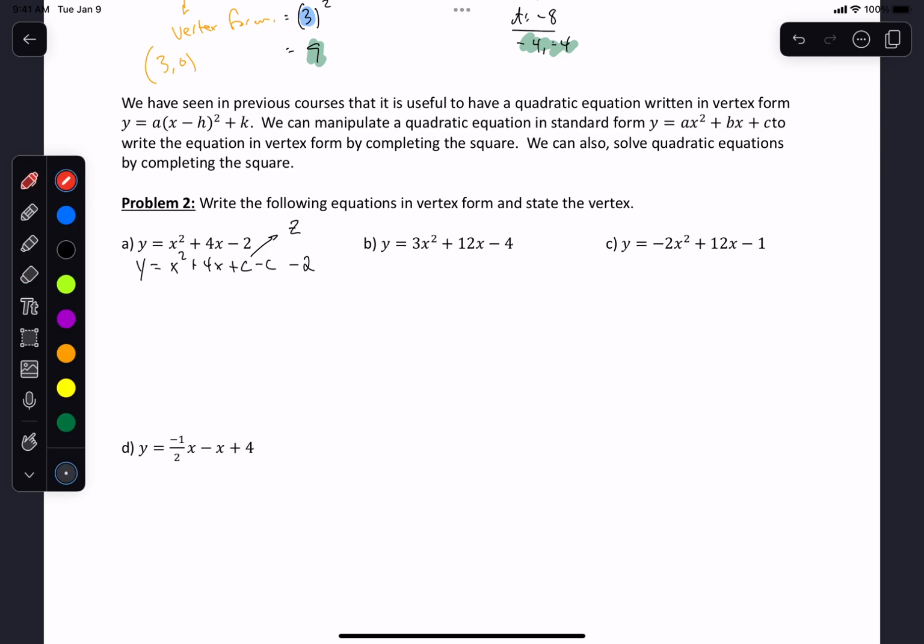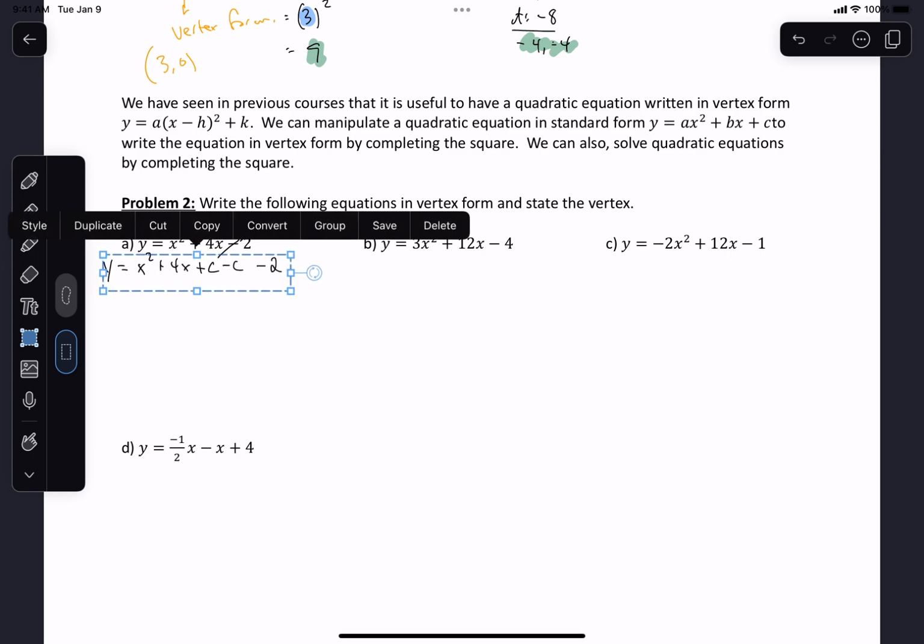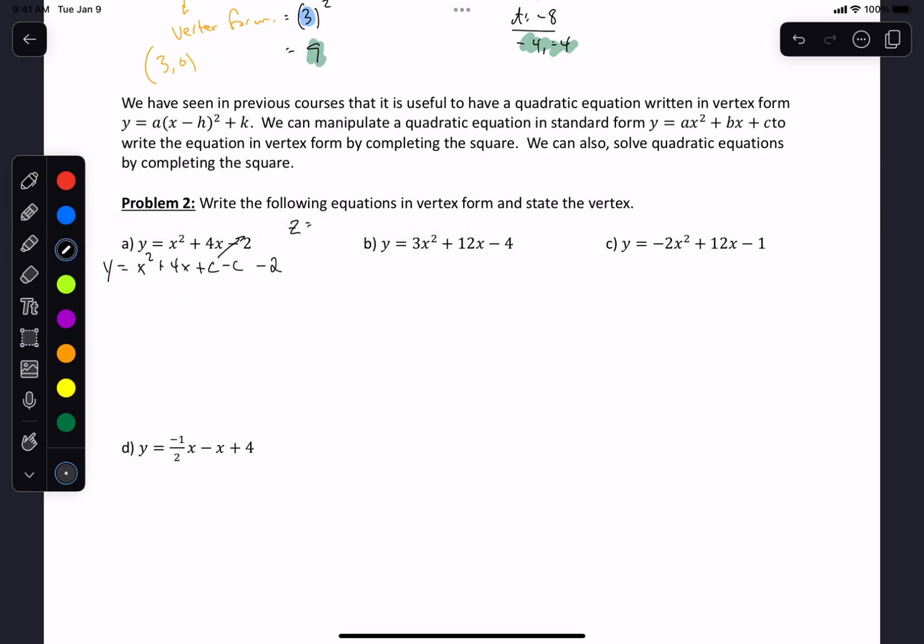Okay, so what we're going to do here, let's find the z value. The z value is going to be the b value divided by 2 squared. So z is going to be 4 divided by 2 squared, which is 2 squared, which is 4. So we're going to go y is equal to x squared plus 4x plus 4 minus 4 minus 2.